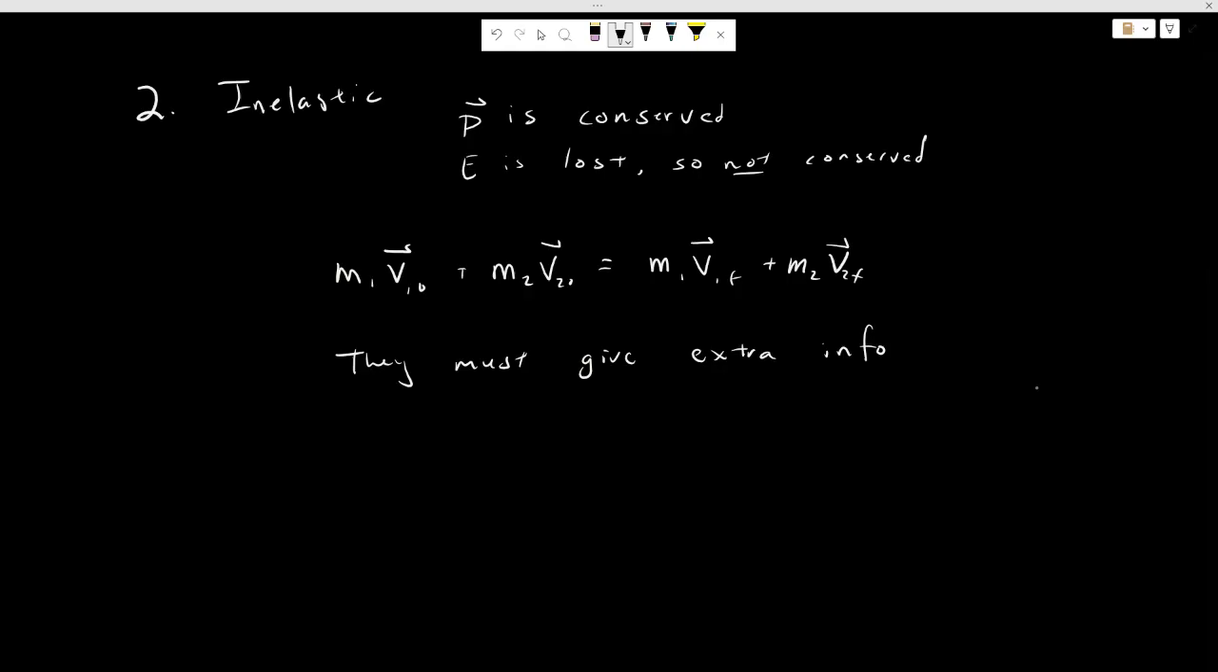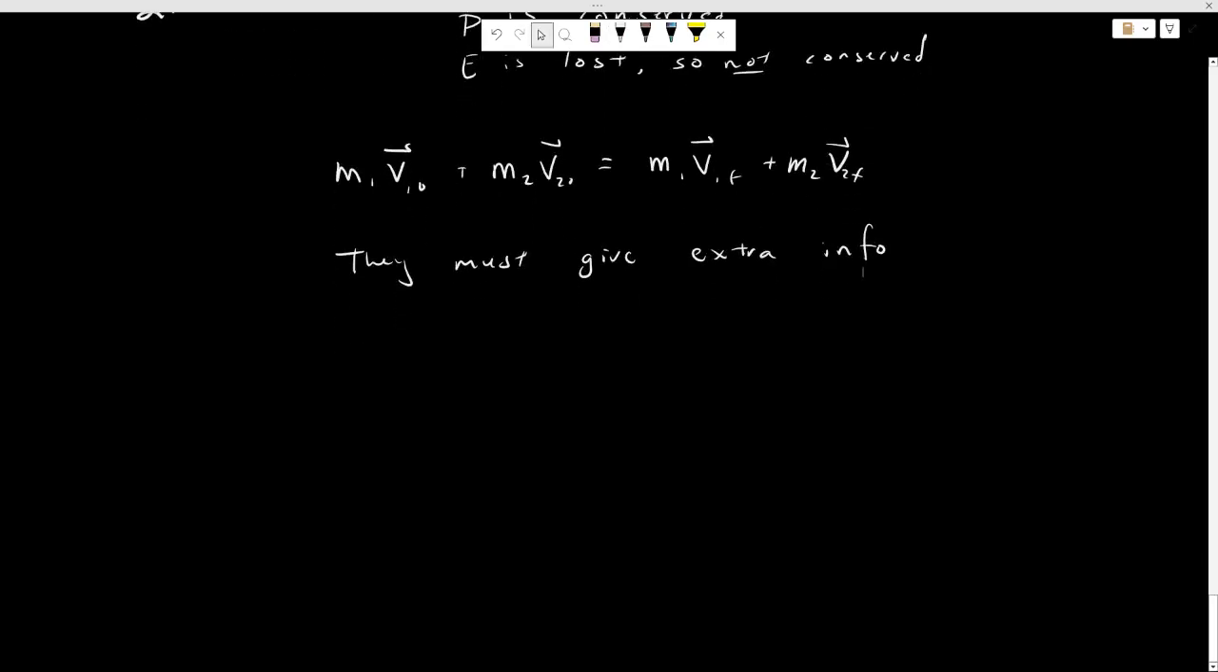Most of the time, they'll give you the information at the beginning and one of the pieces of information at the end. And then later on, let's say this is an FRQ, they might ask you for the energy loss, right? So then you would plug it into 1/2 mv squared plus 1/2 mv squared equals the final velocities and all that stuff at the end, plus some energy amount lost. And then you could subtract and find the energy loss. So there we go. So that's inelastic.